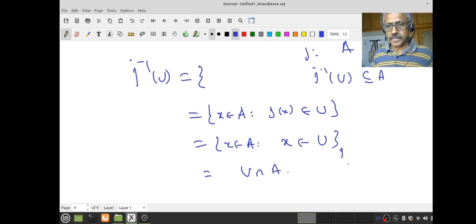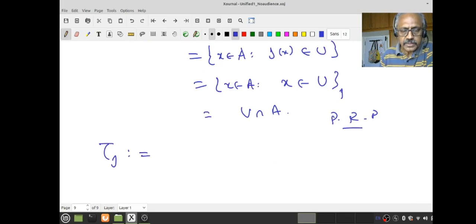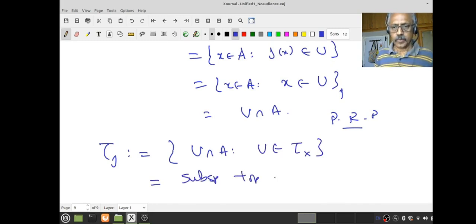Pause, review, proceed. So, what is the subspace topology? Tau J is nothing other than U intersection A where U is in tau X. Do you recognize this? So this is the subspace topology. Okay, pause, review, proceed.